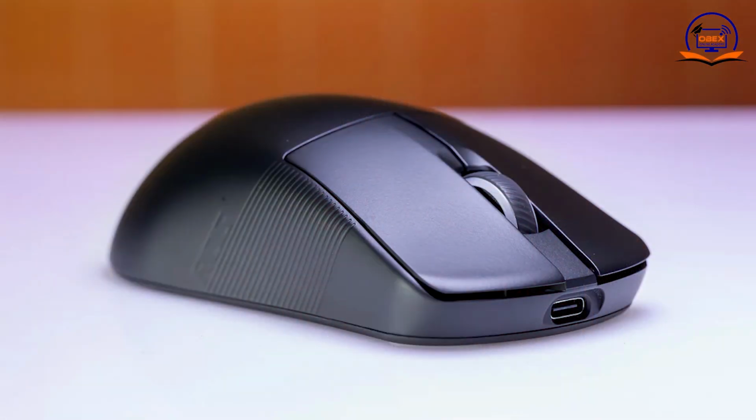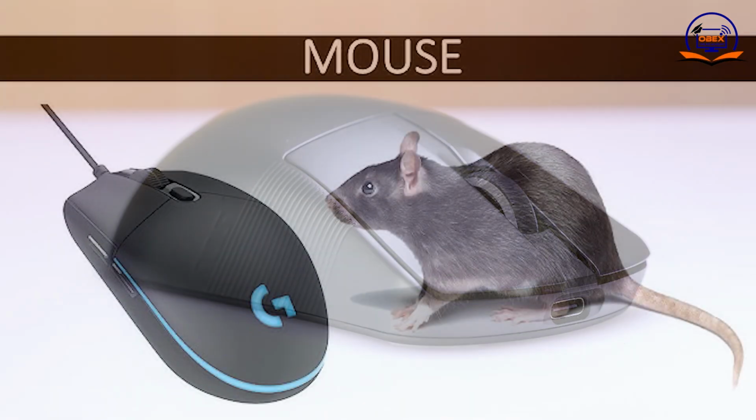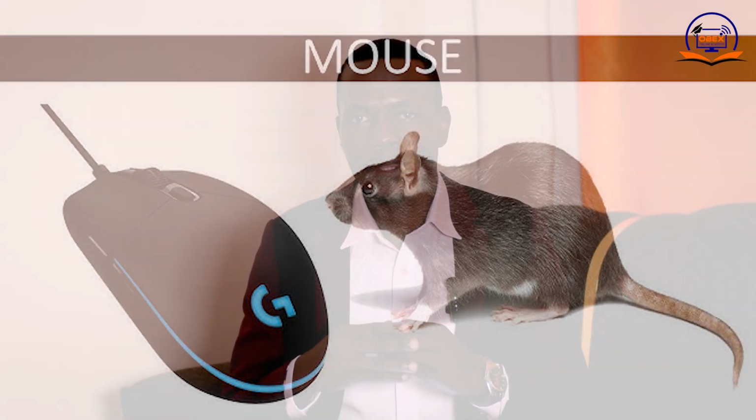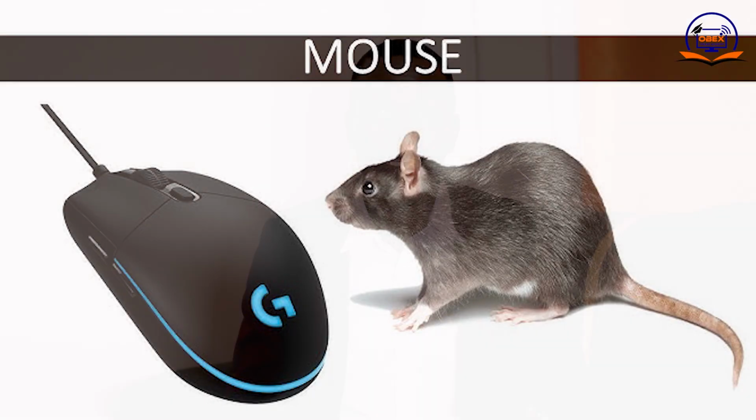The first component that we have is the smallest component, and that is the mouse. And you know why it was called a mouse? Because it actually looks like a mouse. You can see on the picture, it looks like a mouse. That is one of the reasons why they decided to call it a mouse. So the mouse is a handheld device, and we all know that. It is normally used for selecting commands on the computer screen.